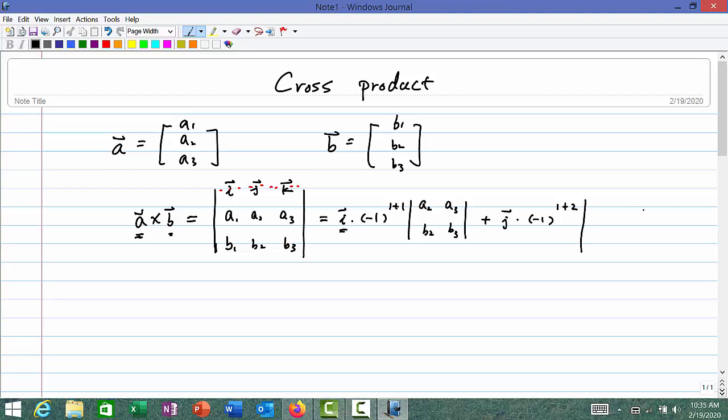Again, here we still have to construct a 2x2 matrix. The rule is to delete the row and column that this j is sitting on. So we delete the first row and the second column, and I have A1, A3, B1, B3. And so on to the last one. K is times -1 to the power 1 plus 3, because it's on the first row and the third column. Again, I delete the row and column that k is sitting on, the first row and last column, so I end up having A1, A2, B1, and B2.